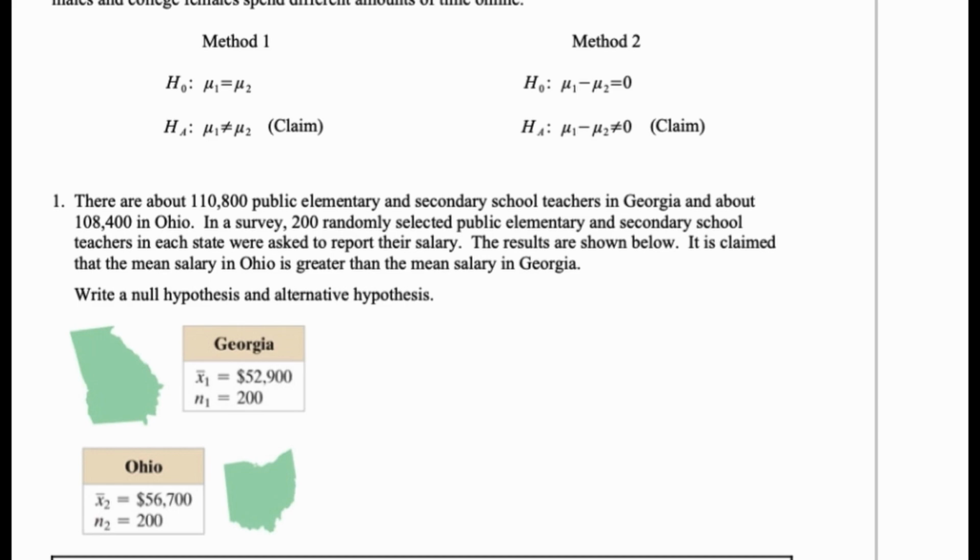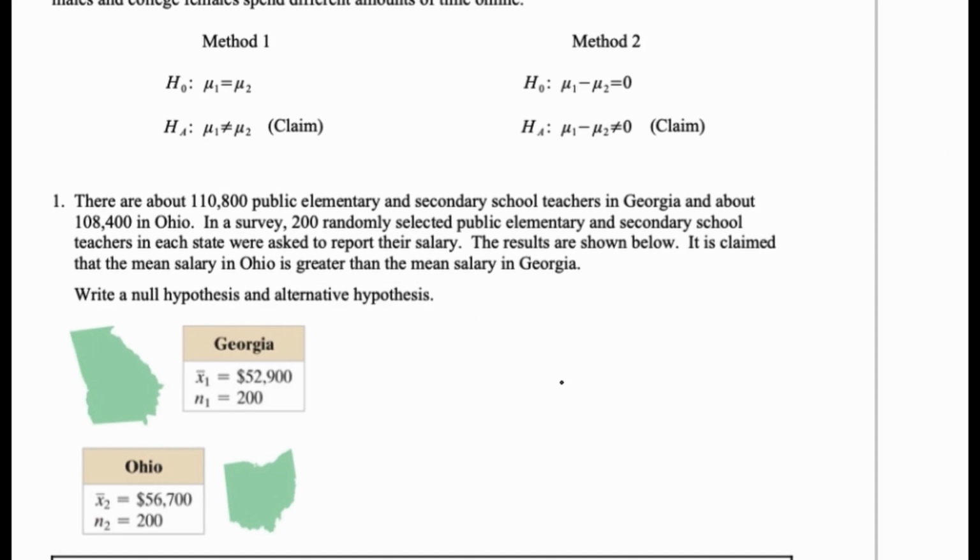There are about 110,800 public elementary and secondary school teachers in Georgia and about 108,400 in Ohio. In a survey of 200 randomly selected public elementary and secondary school teachers, they were asked to report their salary. There are some sample means given here, and it says write a null and alternative hypothesis for this situation if it's claimed that the mean salary of Ohio is greater than the mean salary of Georgia.